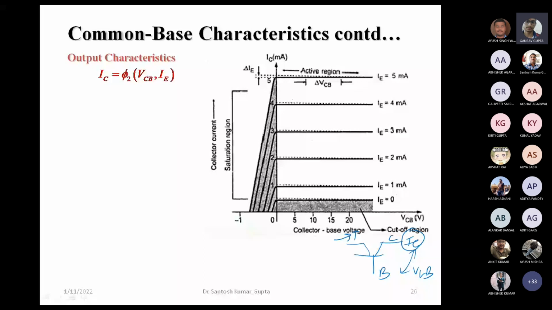Because a fraction of IE is collected by the collector to form the collector current IC. Of course, this can also be changed with VCB, as we have already seen that the effective base width is going to decrease, so that is also going to affect IC. In this way, we see that the IC current is dependent on VCB and IE. So we can choose different values of VCB.